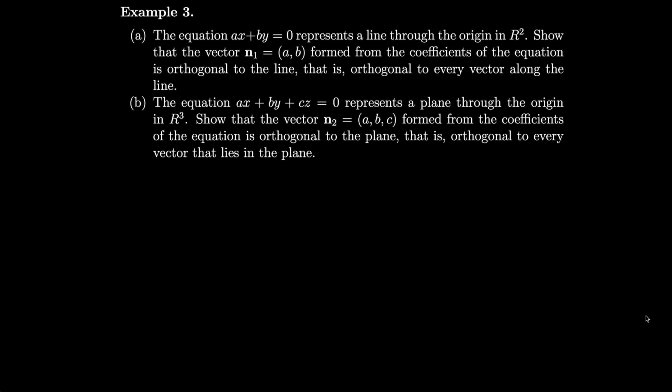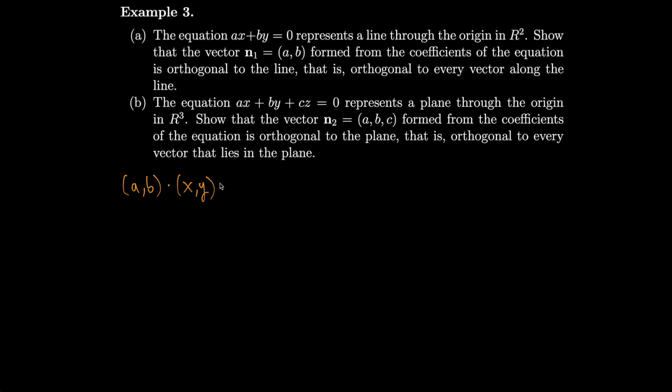As an example, the equation ax plus by equals 0 represents a line through the origin in R2. Let's show that the vector n1 equals (a, b), formed from the coefficients of the equation, is orthogonal to the line, that is, orthogonal to every vector along the line. Okay, so we've got (a, b) as our normal vector. We'll take the dot product with a point (x, y), and notice that's just ax plus by.